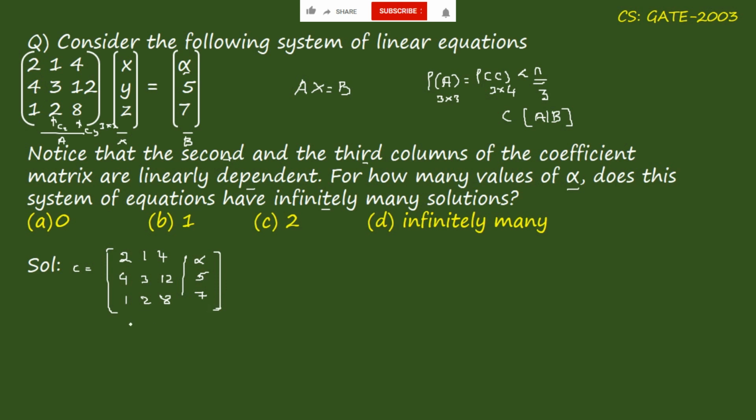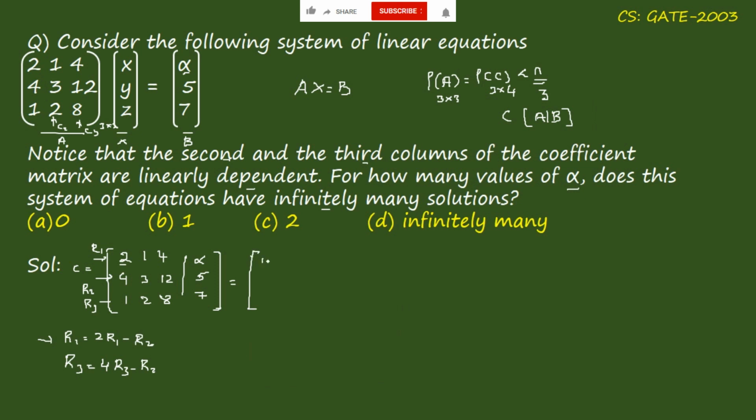Right, so we'll be doing some elementary operations. If you consider row 2, this is row 1, and this is row 3, right? Now we'll be substituting such that we get 0 in row 1. So R1 is equal to 2 times R1 minus R2, and R3 is equal to 4 times R3 minus R2, right? Then the matrix will change.